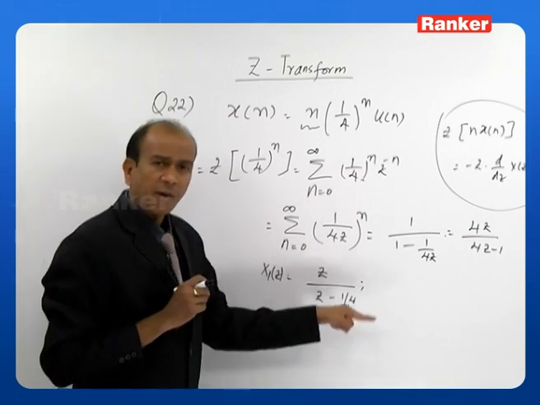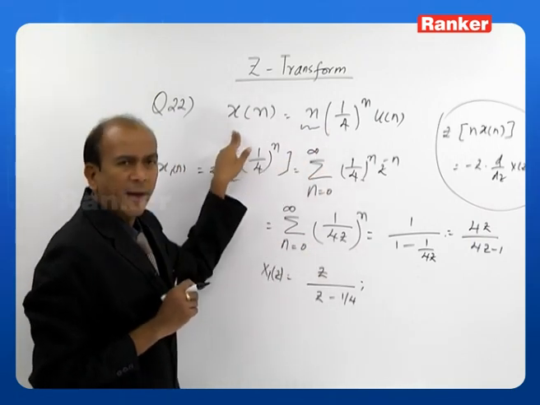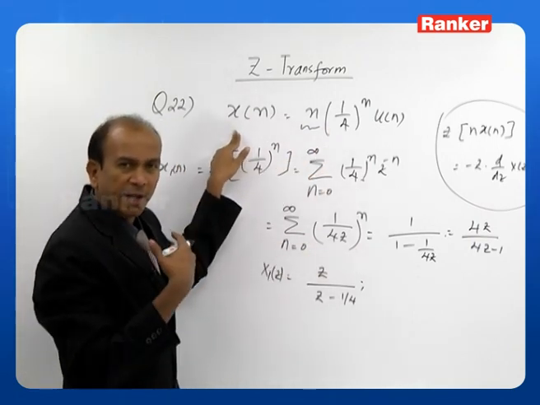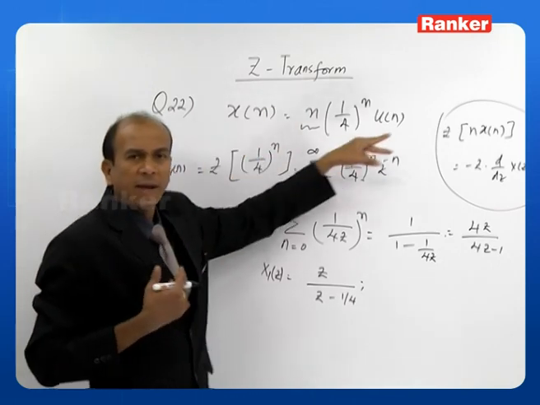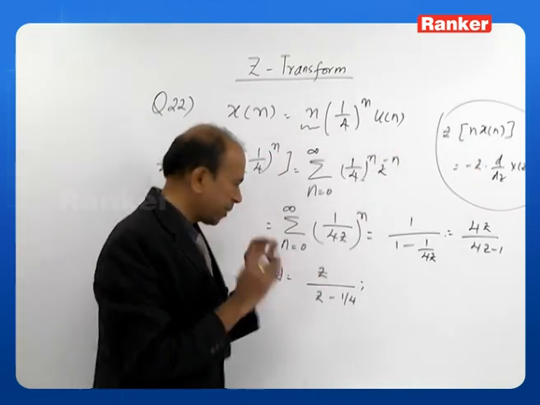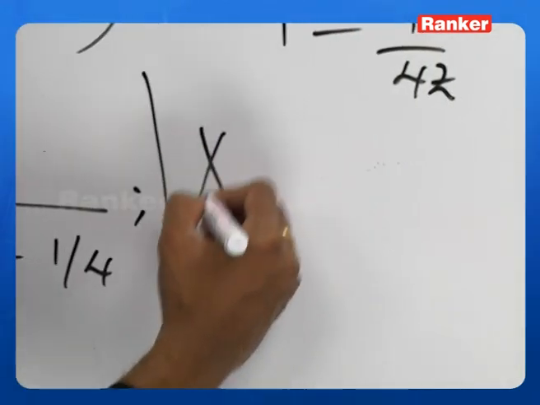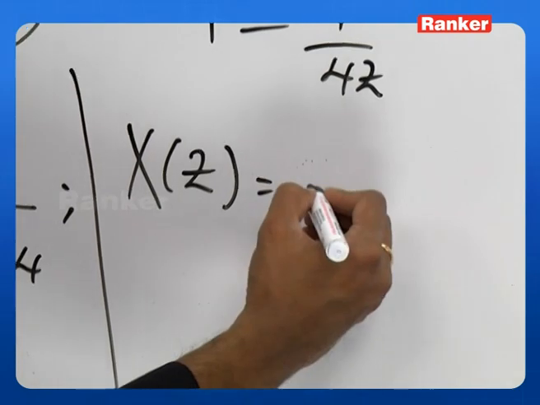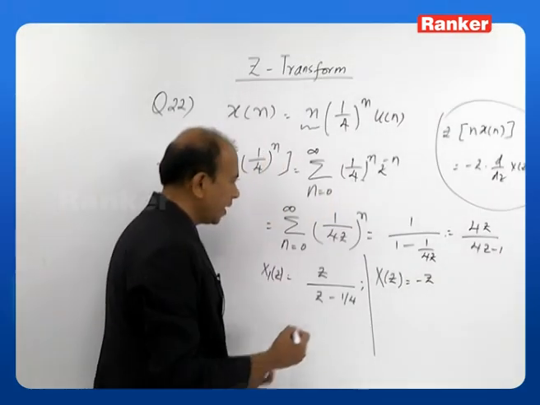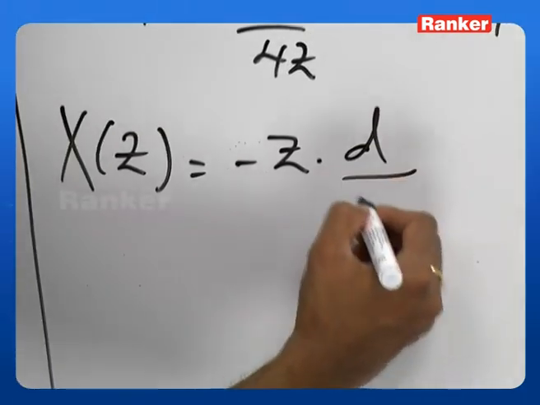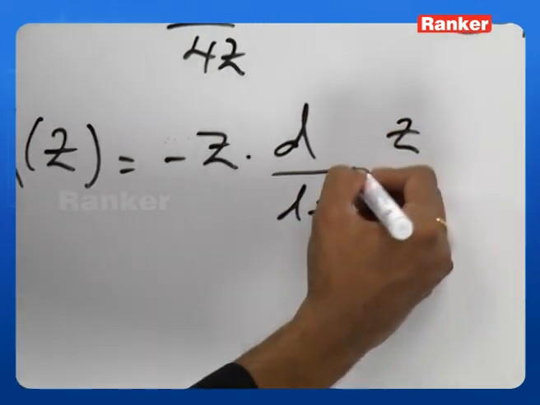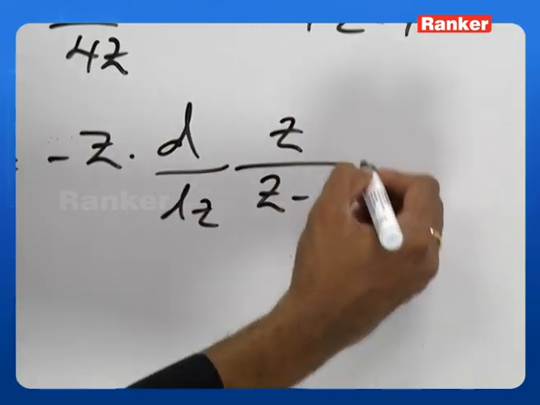Now, given this, I have to calculate the whole X of z. The whole X of z is calculable only when I apply the differentiation property. Simple. So let us apply the differentiation property here. X of z now is equal to minus z, d by dz of z by z minus 1 by 4.